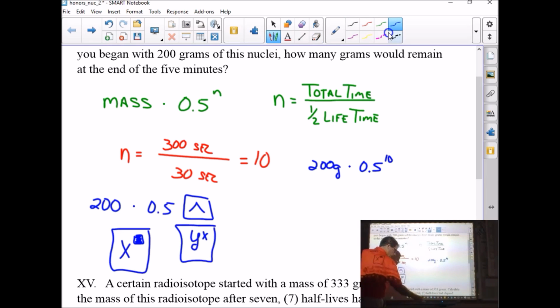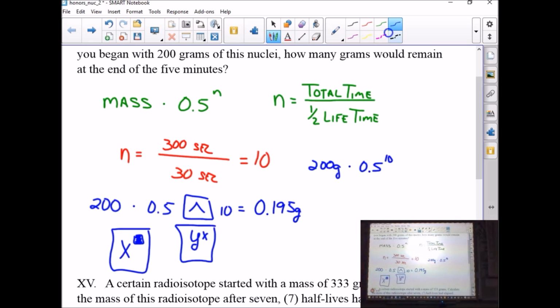Sorry about that. And it should be a really small number because we're going through 10 half-lives. 0.195. Okay, that's good enough. Okay, so we start with 200 grams. After 10 half-life periods, then we only have 0.195 grams of that.